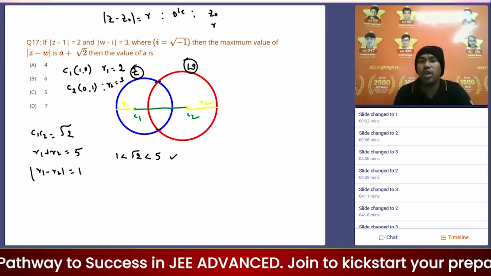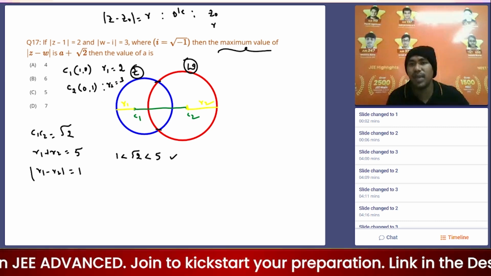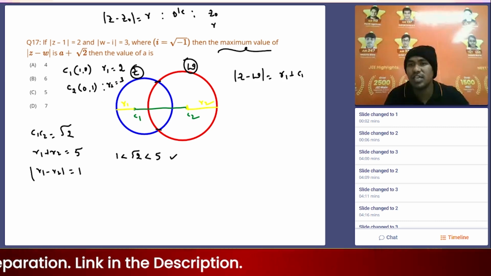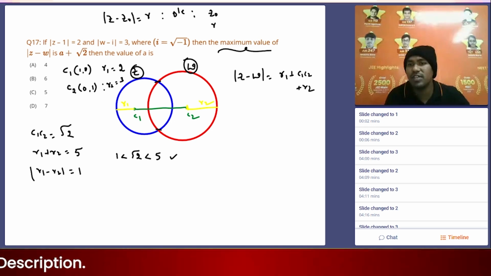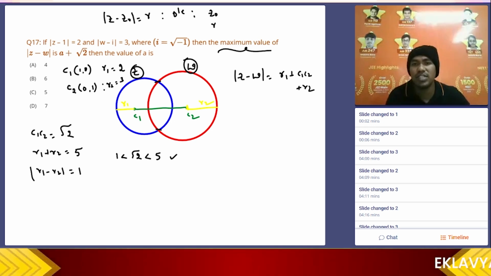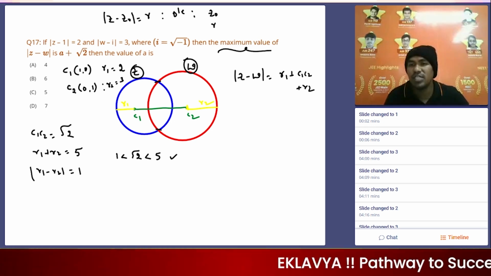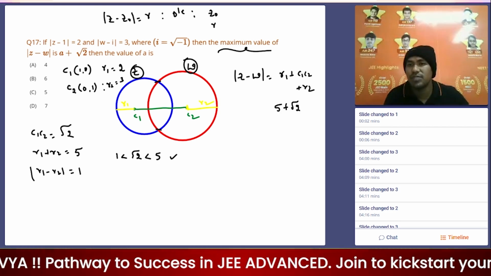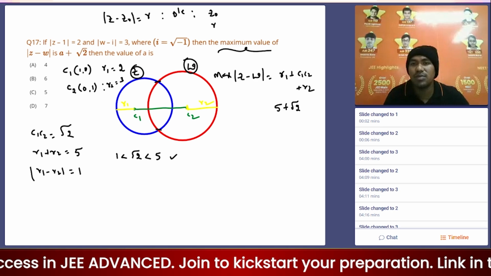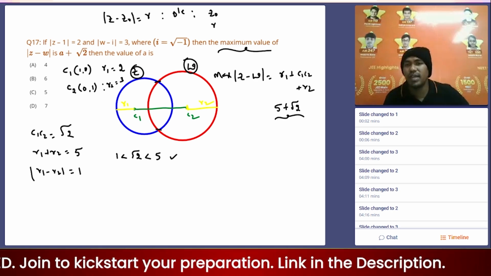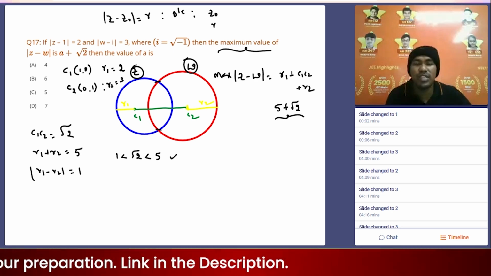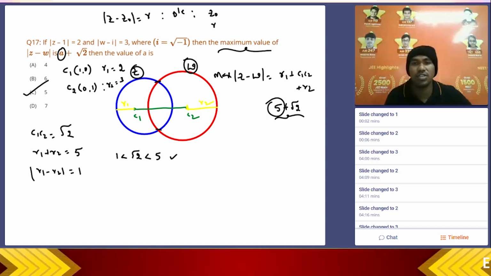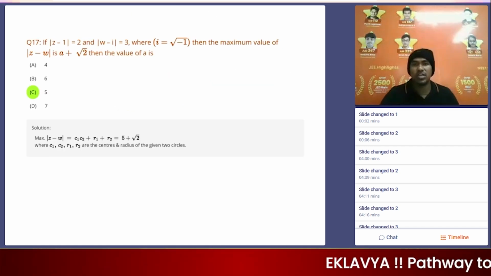Now these 2 points are on this part only. They are asking the maximum value only. The maximum value of mod of Z minus omega is given by R1 plus C1 C2 plus R2, because this entire distance is C1 C2, which is root 2, and R1 plus R2 is equal to 5. That means 5 plus root 2. So the maximum of mod of Z minus omega is nothing but 5 plus root 2. They mention a plus root 2, and they are asking the a value. So a is equal to 5. It's a very simple question, right? Good.